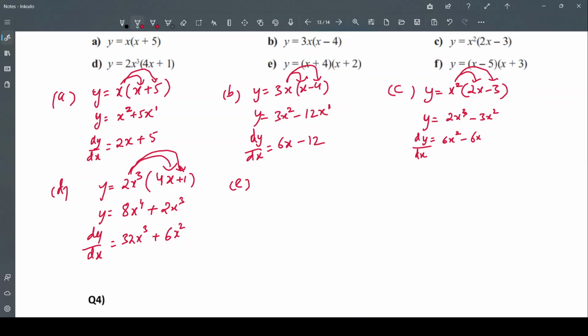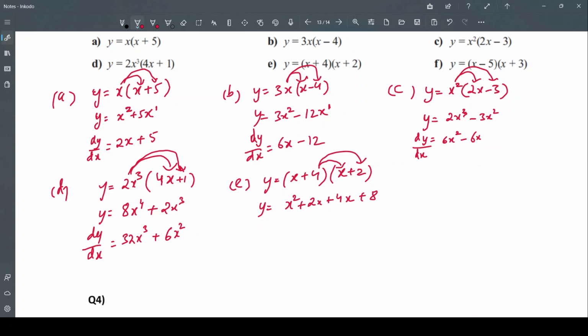Then we have y equals x plus 4 times x plus 2. We have to open up the bracket, individually multiplying this with this one, we got x square. This with this one, we got 2x. Same way, we are going to multiply 4. So 4 into x is 4x, and 4 into 2 is 8.